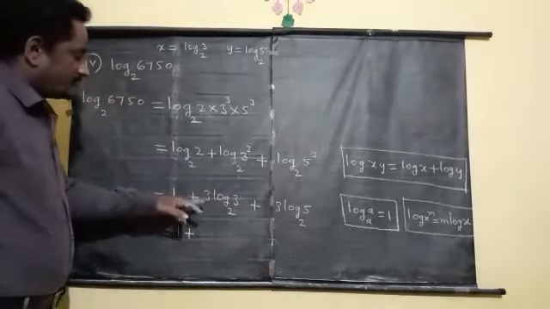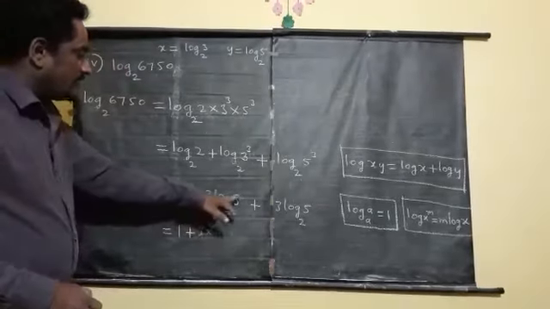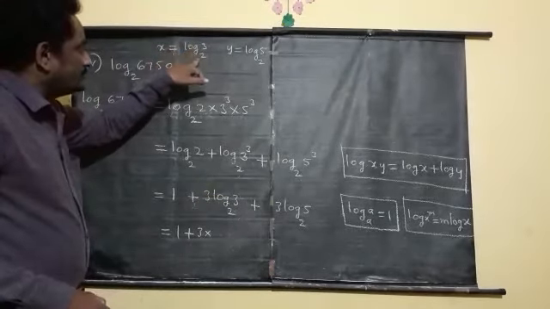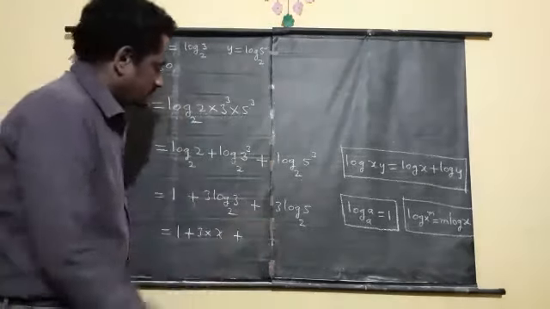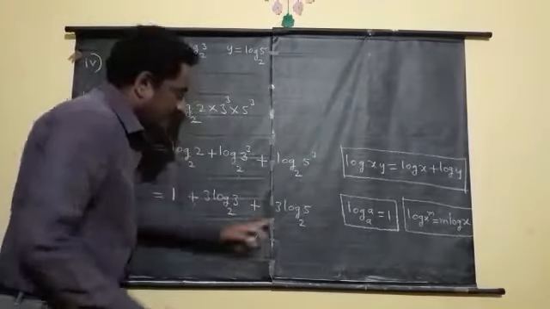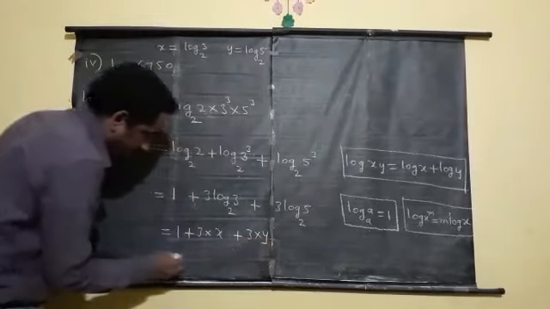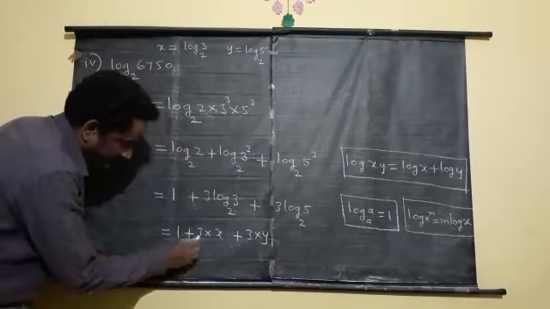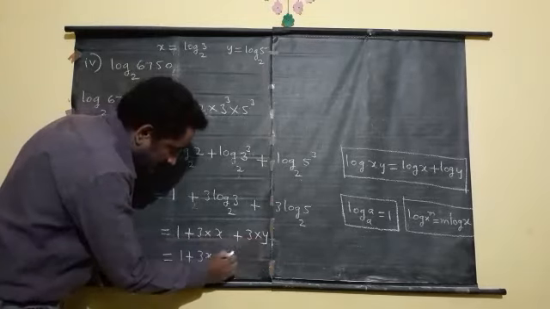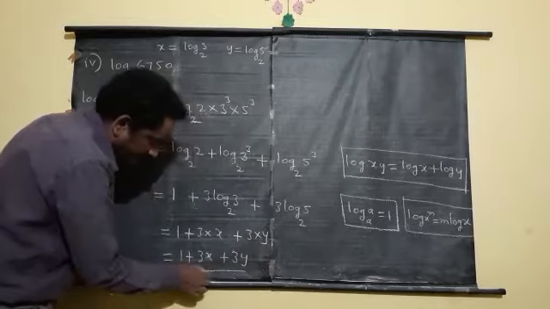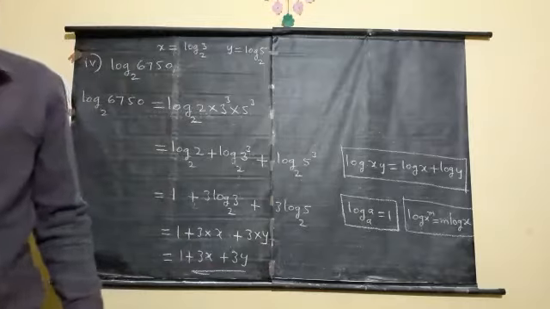1 plus 3 into log 3 base 2. Log 3 base 2 is equal to x, so we can write it as x. Plus 3 into log 5 base 2. Log 5 base 2 is equal to y, we can write. That is equal to 1 plus 3x plus 3y. Over. Right, we go to the next bit.